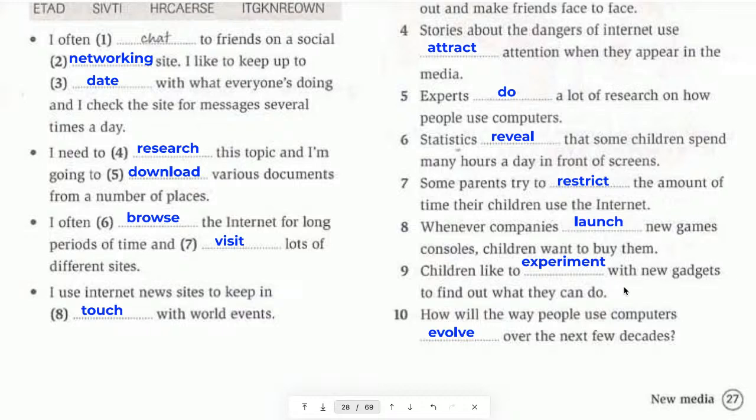Can someone else answer this? What do you think? How will the way people use computers evolve over the next few decades? So that means you just kind of imagine, okay? And what tense do you have to use with this type of question? Yeah, future tense, of course. Just think about that.